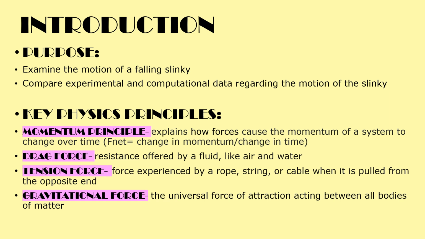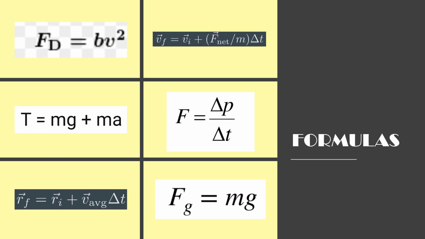Some key physics principles that we need to keep in mind throughout the lab are the momentum principle, drag force, tension force, and gravitational force. The momentum principle explains how forces cause the momentum of a system to change over time. The drag force is the resistance offered by a fluid like air or water. And the tension force is a force experienced by a rope, string, or cable when it is pulled from the opposite end. In this specific scenario, the tension force is provided by the spring force within the Slinky. And then we also have the gravitational force, which is the universal force of attraction acting between all bodies of matter.